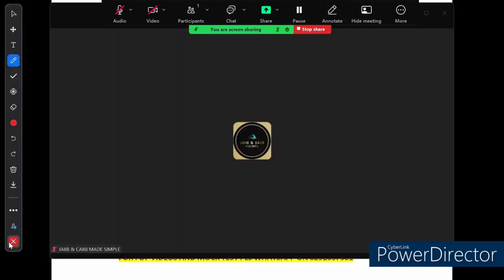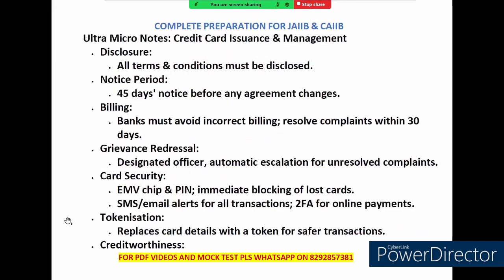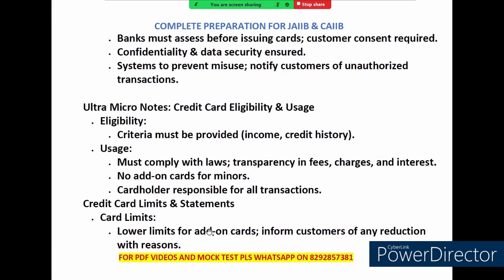Any card that comes with an EMV chip requires a PIN for safety, right? And if your card is lost, it must be blocked immediately. You will also get an SMS or email alert for every transaction, and there is something called two-factor authentication for online purchases, right? If something goes wrong like incorrect billing, the bank has to fix it within 30 days.